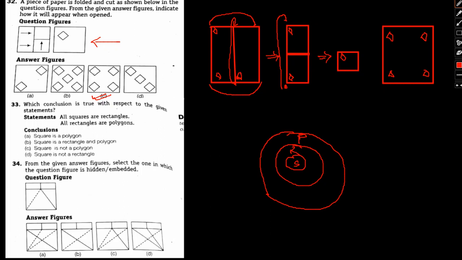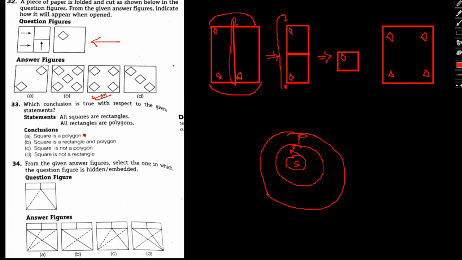No, square. All squares are rectangles. Okay, all rectangles are polygons. So the conclusion is given, which conclusion is true with respect to the given statements? So, square is a polygon. Yes, squares are polygons because squares are rectangles and polygons.